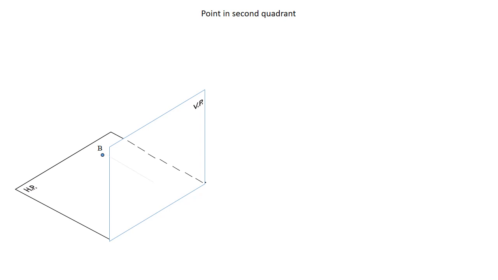Its projections come in the vertical plane as B dash, front view, and in the horizontal plane as B, top view. For front view, we see from the front side. Always the observer position is fixed. That's why the front view comes in the vertical plane and the top view comes in the horizontal plane as B.